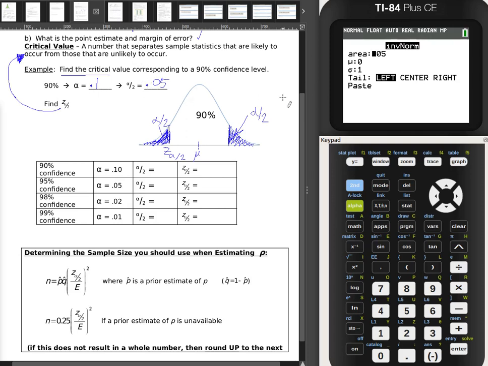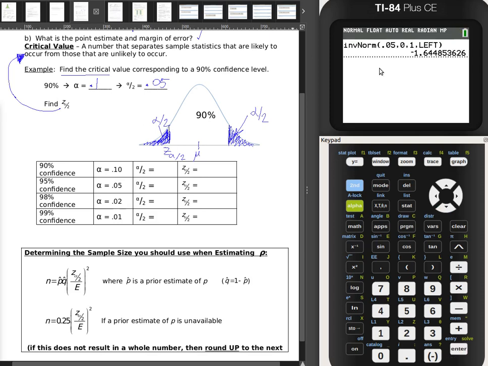So we want the area over here to be 0.05. And you know, z-scores have a mean of 0 and a standard deviation of 1. It's also called the standard normal distribution, if you can remember that one. And we want the tail to be on the left side.